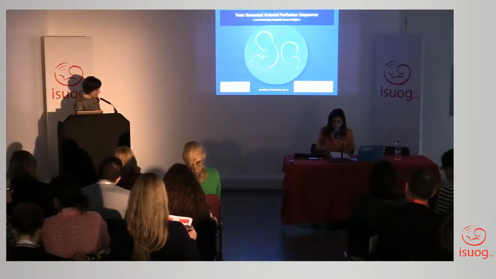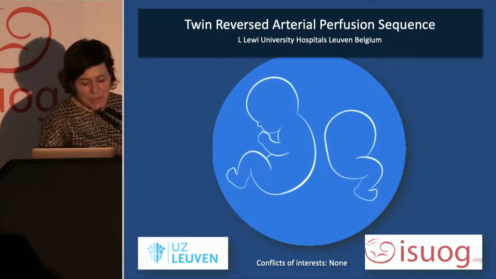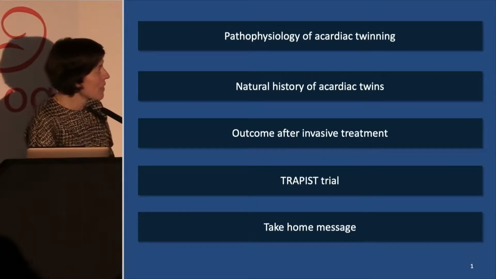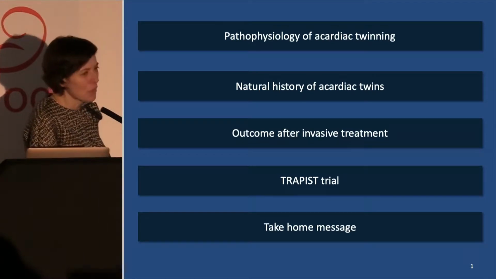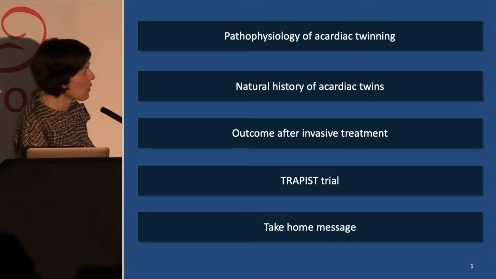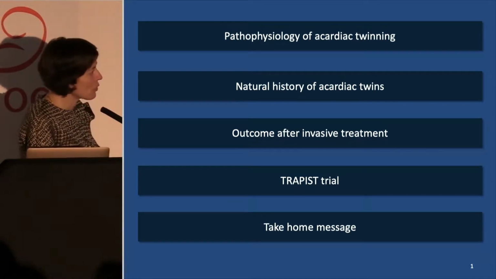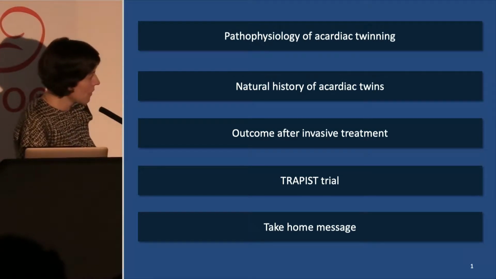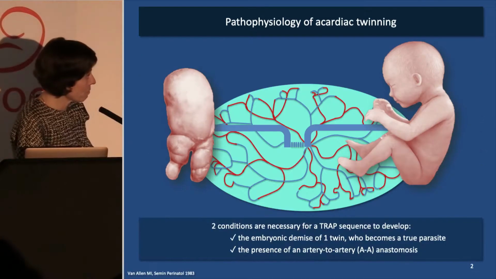So twin reverse arterial perfusion, it's one of these rare and unique complications of monochorionic twinning. First I'm going to talk about how they arise, then what is the expected outcome, the outcome after invasive treatment, and then a trial we are doing on the best time to treat this condition.